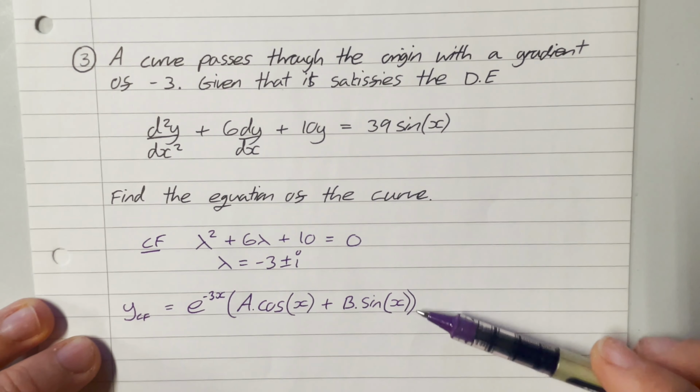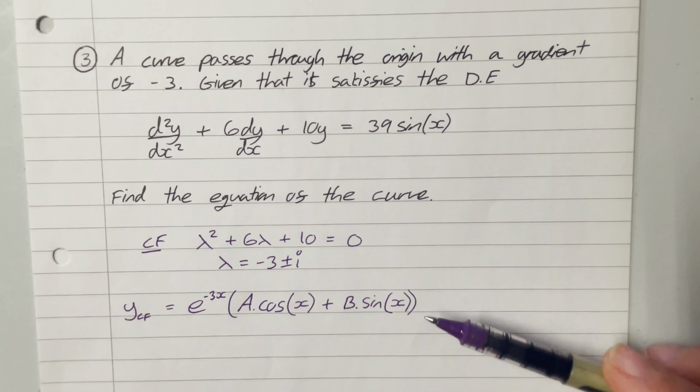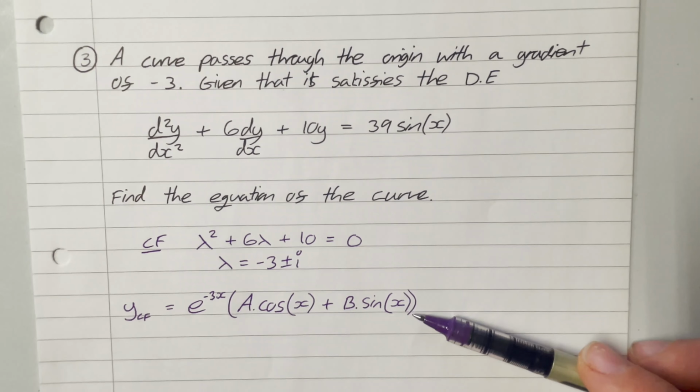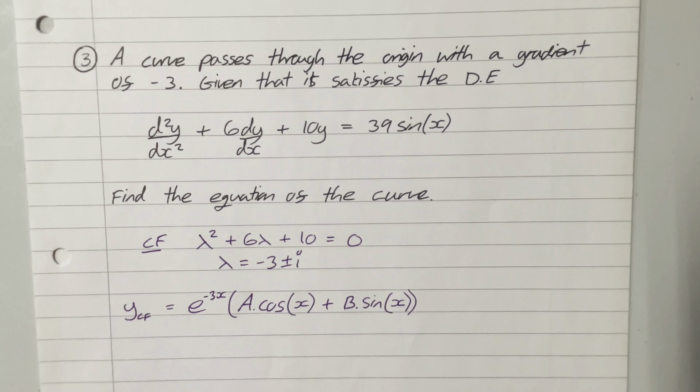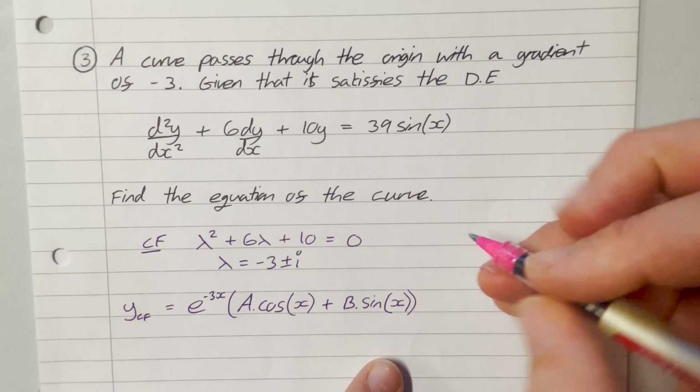So at the beginning of the video I mentioned that a common mistake now is to use the conditions at this point. That won't work because this is the complementary function, not the general solution. You've got to put your conditions in the general solution.